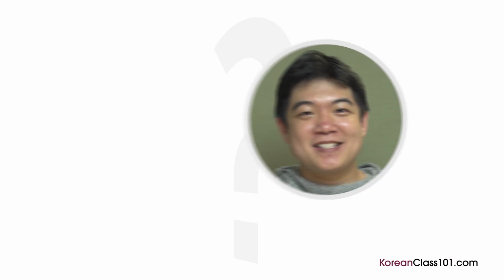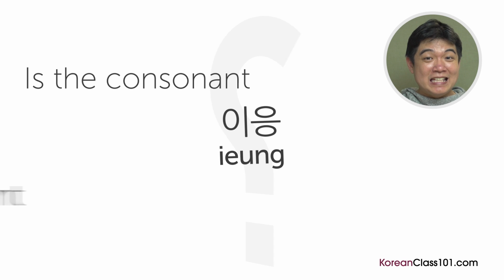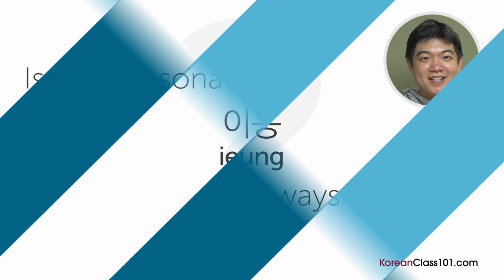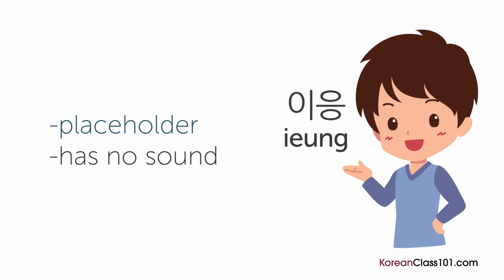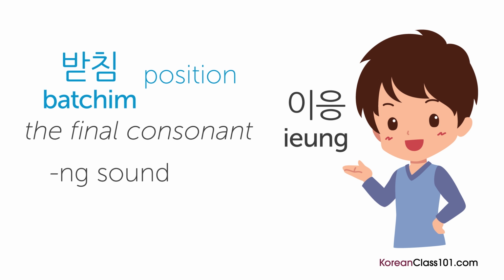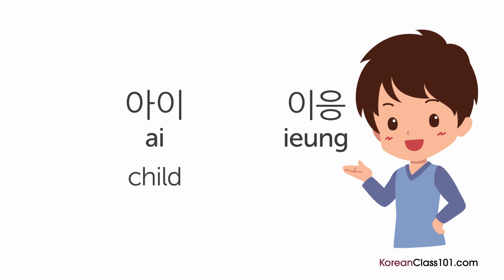The question for this lesson is: is the consonant 이응 always silent? Usually, the consonant 이응 works as a placeholder and doesn't have any sound. However, when placed in the 받침 position, which is the final consonant in a Korean word, it has an ng sound. We'll break it down with a few examples.